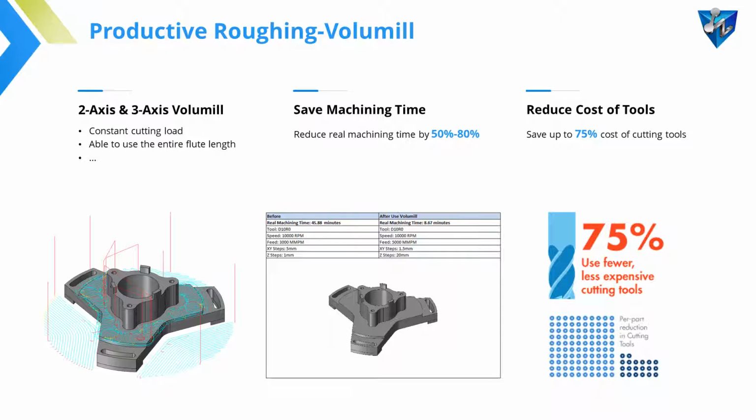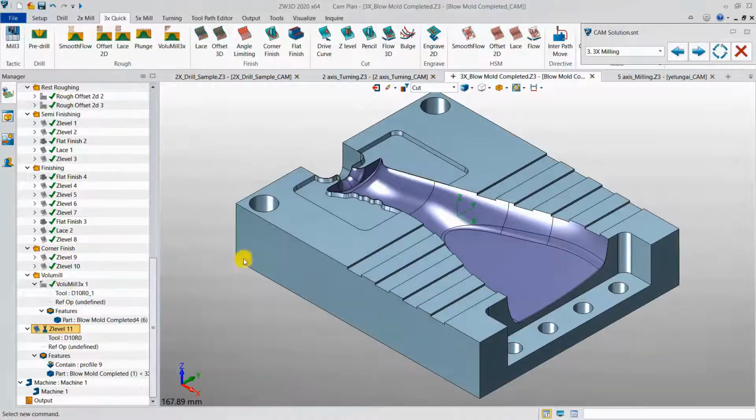ZW3D CAM also has the volume mill, which is a productive roughing strategy. It maintains a constant cutting load and uses the entire flute length in the machining process. It will help your customer save machining time and reduce the cost of tools.